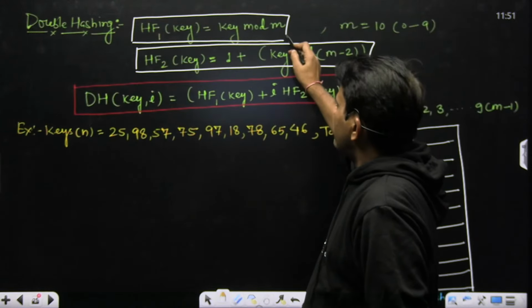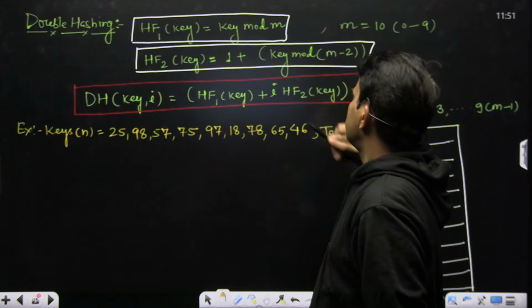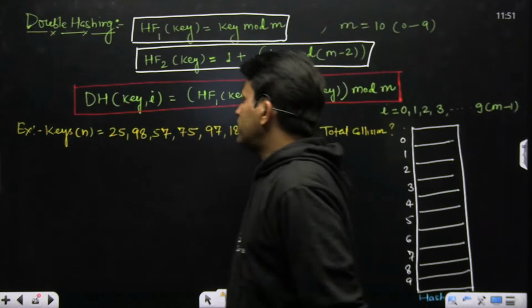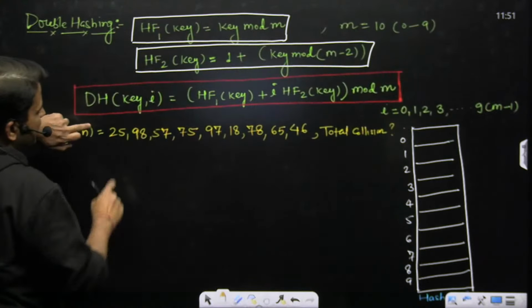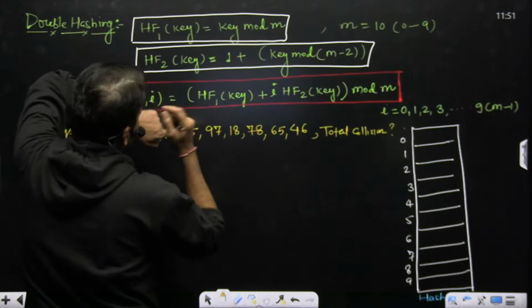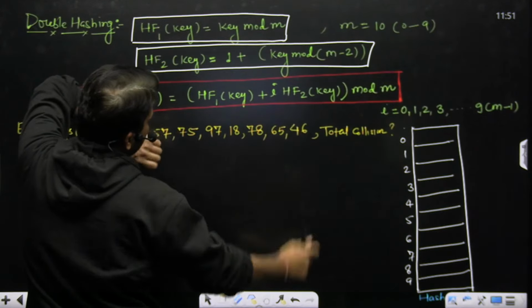I am using two different hash functions. This is the first hash function, this is the second hash function. And this is the double hashing formula: h(k, i) = (h1(k) + i * h2(k)) mod m.